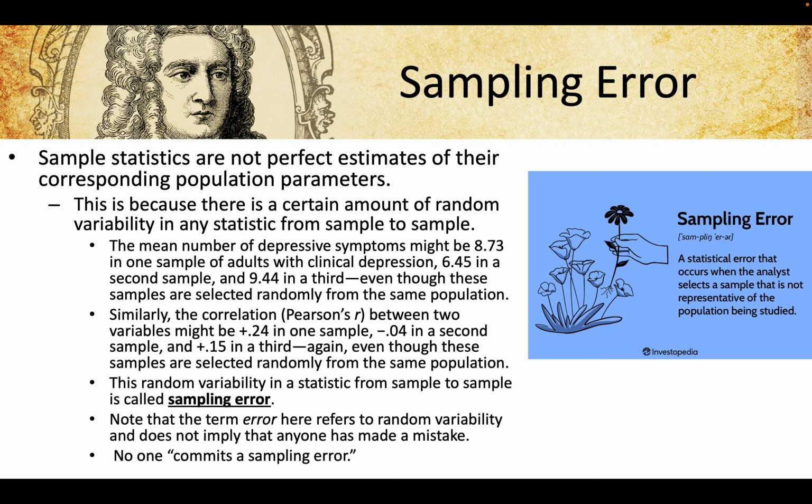Similarly, the correlation, the Pearson's r, between two variables might be +0.24 in one sample, -0.04 in a second sample, and +0.15 in a third. Again, even though these samples are selected randomly from the same population. This random variability in a statistic from sample to sample is called the sampling error. Note that the term error here refers to random variability and does not imply that anyone has made a mistake. No one commits a sampling error.